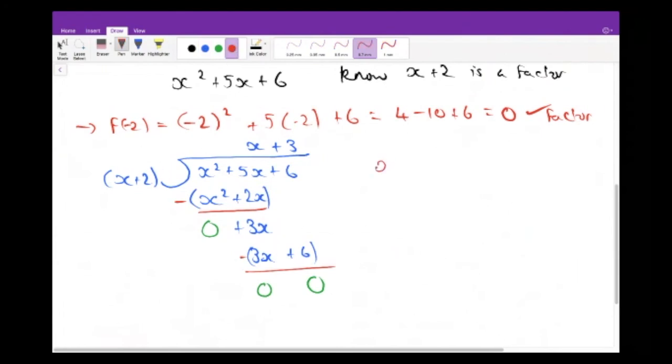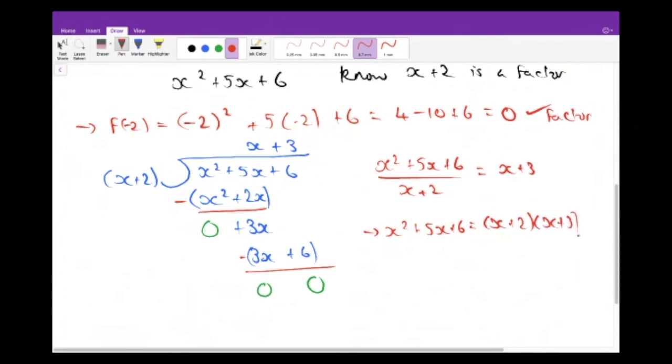So if we know that x squared plus 5x plus 6 divided by x plus 2 is equal to x plus 3, then we can also say x squared plus 5x plus 6 equals x plus 2, x plus 3. So sometimes it's easy to factorize it, and sometimes it's not. And when it's not, polynomial division is something that's really useful.